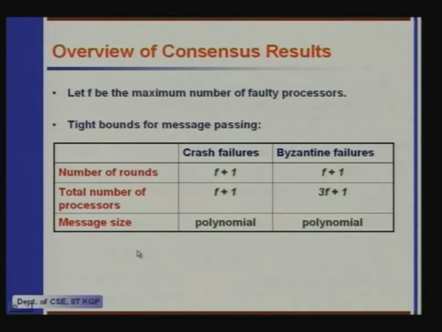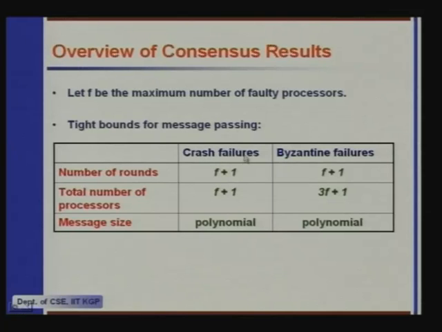So, let us quickly, before we go into the algorithms, take a look at the results that are there for consensus. Consensus and agreement are roughly the same thing. I will come to it in more details later. So, let f be the number of faulty processors, then we have these tight bounds for message passing.